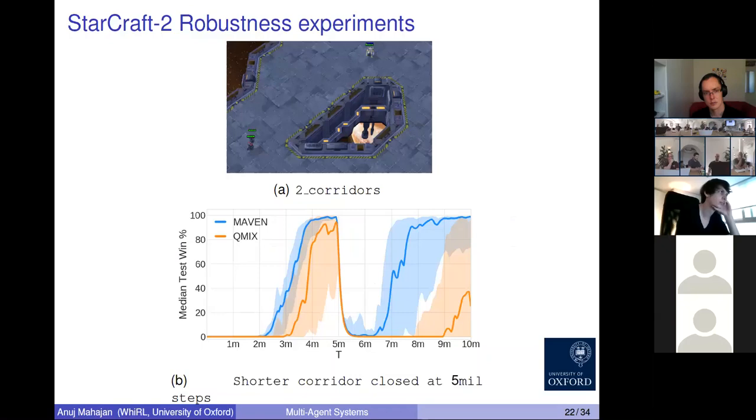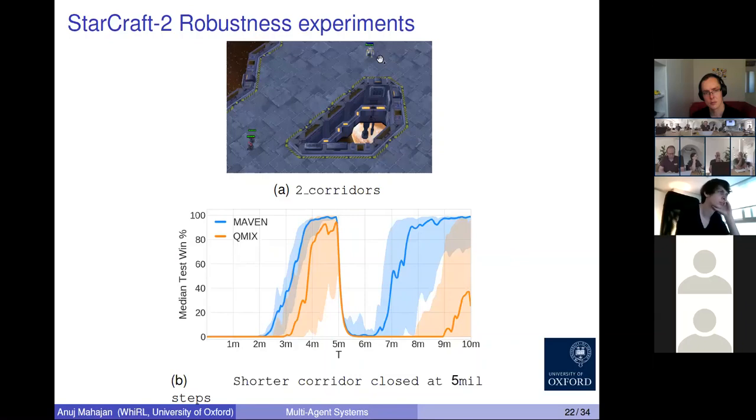So we also conducted one interesting experiment about testing out Maven for robustness. Essentially, in this experiment we have a simple scenario called Truth Corridor, in which a team of two agents is trying to go over the bridge and defeat this other stalker on the other end of the bridge.